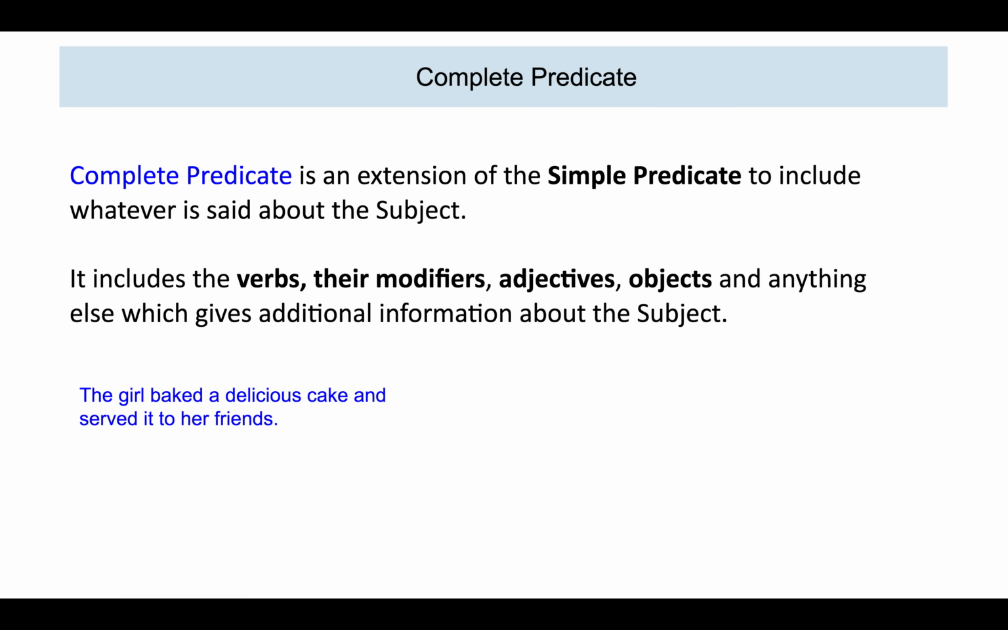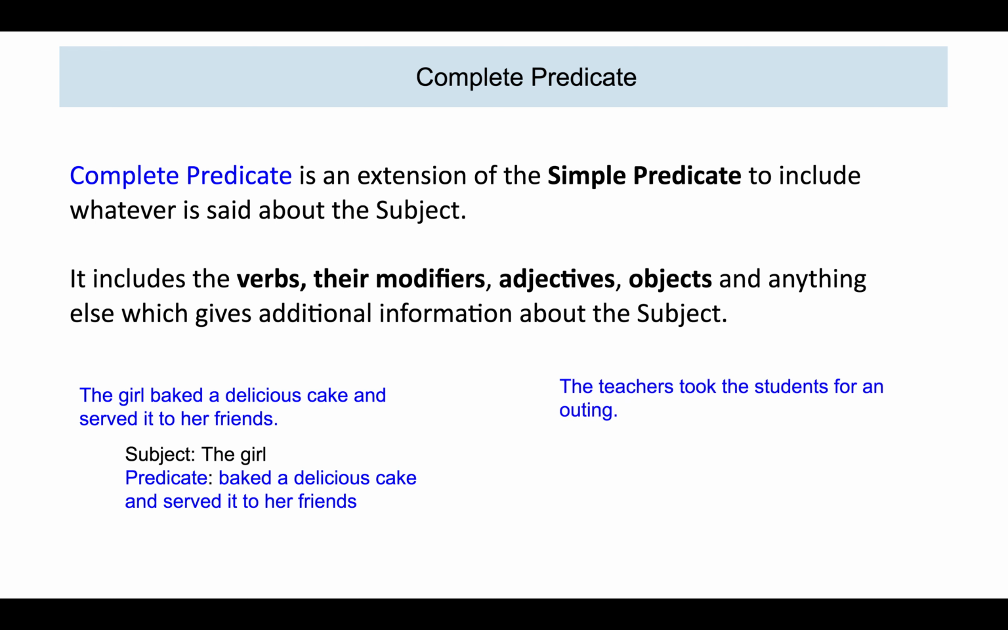What did she bake? She baked a cake. So we have an object. And then the cake has been described. It's a delicious cake. So we have an adjective. Now, so many things have been combined together in this sentence. So the predicate now becomes a long one. Subject is the girl and predicate is baked a delicious cake and served it to her friends.